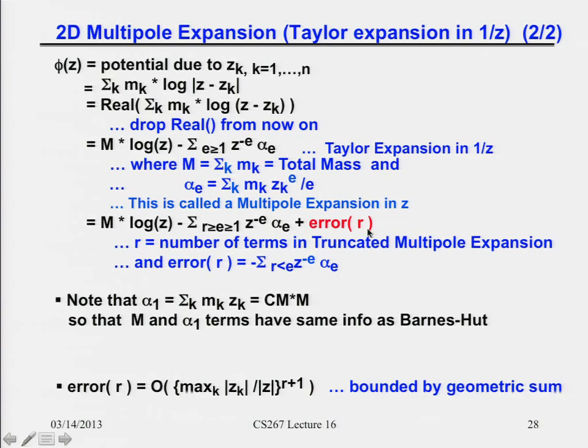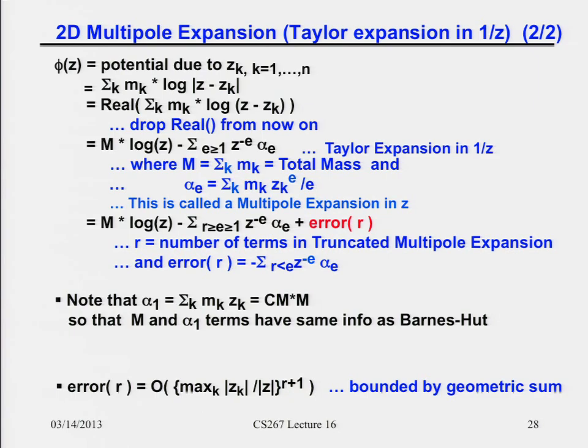How fast does it decrease as r increases? Well, the first term I ignore looks like this, and so every time I take another term, it's the largest particle, the farthest away particle, divided by z to this power. So if this were a half, every time I increase r, I multiply by a half, and so I get one more bit, basically, every time I add a term. So I can decide easily how many terms I want.